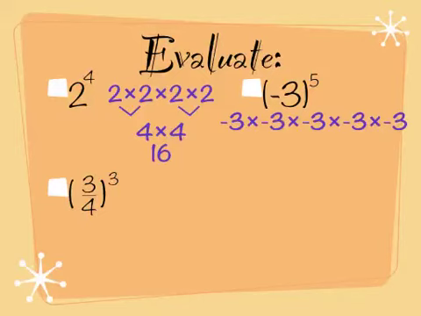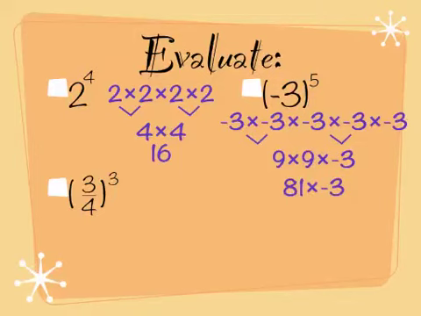Again, I'm going to chunk these numbers together. So I'm going to chunk the first negative 3 times negative 3 and the next negative 3 times negative 3. Negative 3 times negative 3 is 9, so I'm going to be left with 9 times 9 times negative 3. Go ahead and chunk 9 times 9 is 81, and 81 times negative 3 is negative 243.